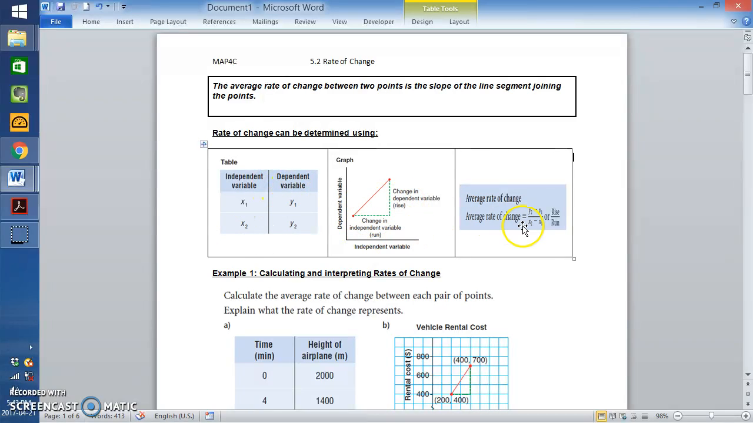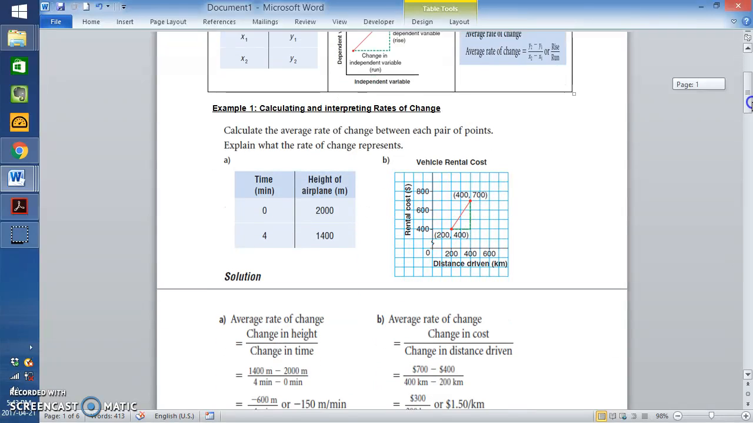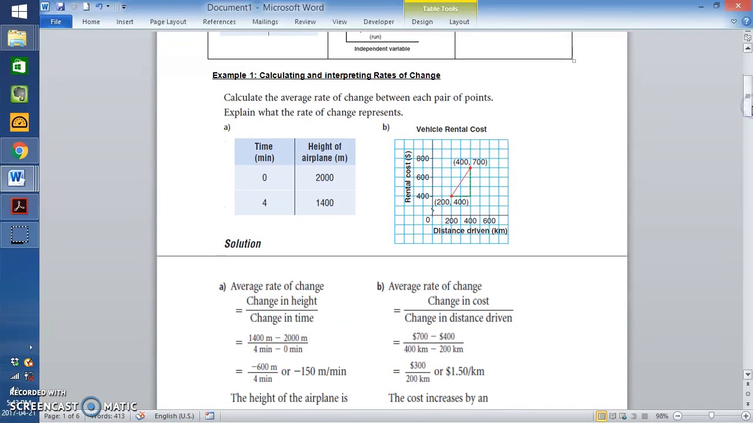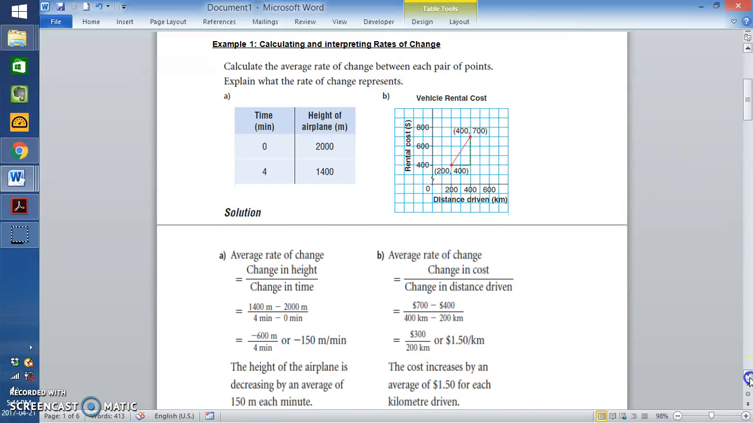And in both cases, we're going to use the formula y2 minus y1 over x2 minus x1, which is rise over run. Okay, let's view a few specific examples to illustrate this. On this first example here, we are given a table of values, and we are required to figure out what is the rate of change and explain the rate of change that is represented here. What will it mean in this specific example?